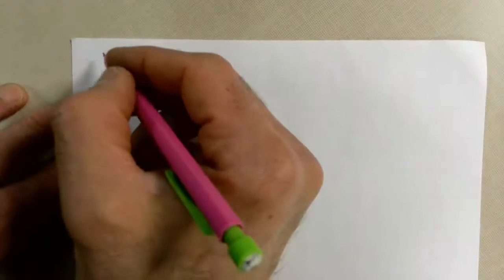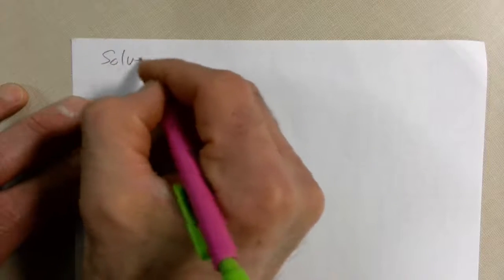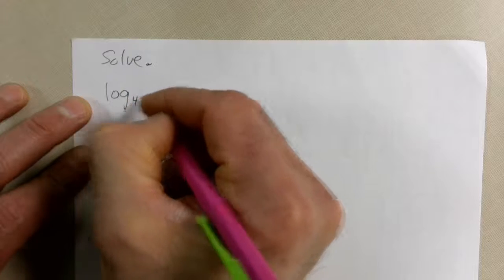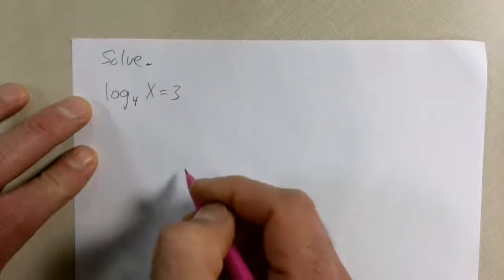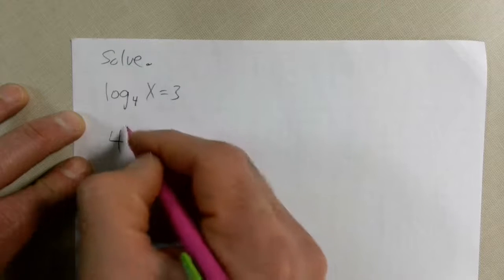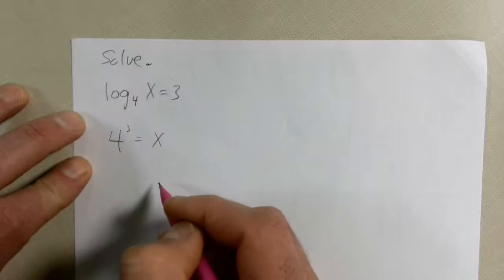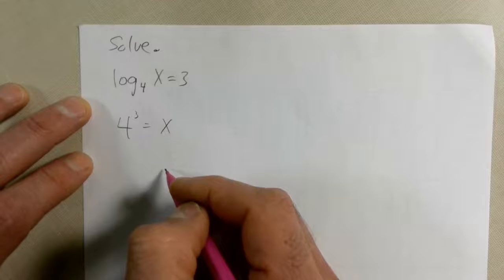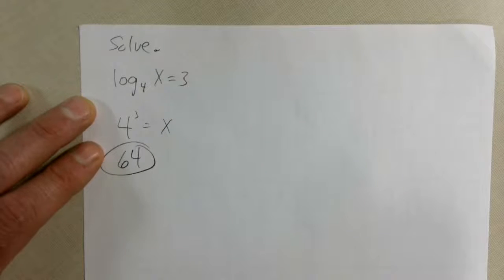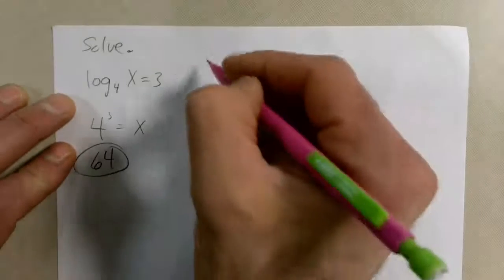Let's do one more set of examples where we're going to have to solve an equation this time. Like this. Solve. Not simplify, but solve. Log base 4 of x equals 3. This is the base, this is the exponent, and this is the number. So 4 times 4 is 16 times 4 is 64. X equals 64.